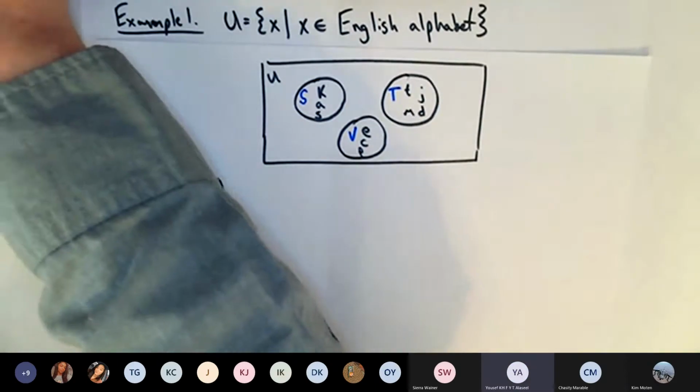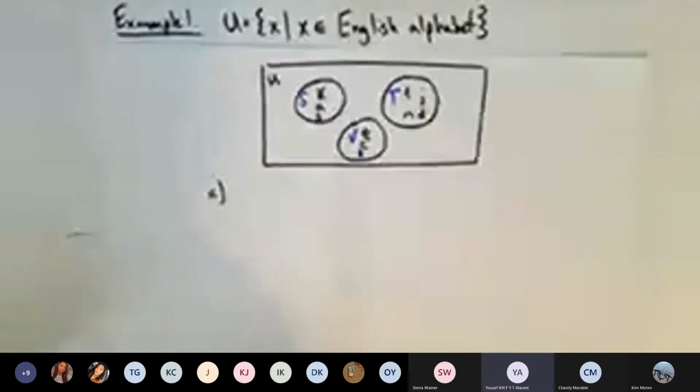Okay. I just had a question. Why are there 3 letters, S and T and V? Those are the names of the sets, but they're not mentioned in the question?